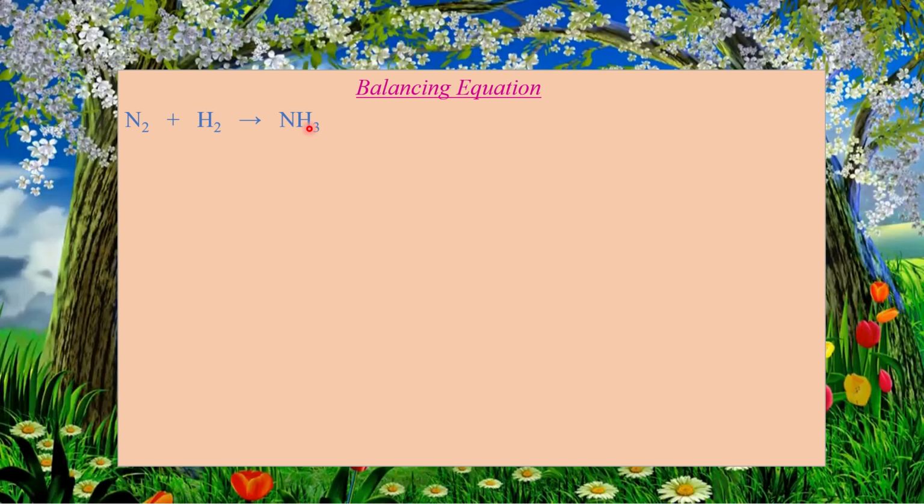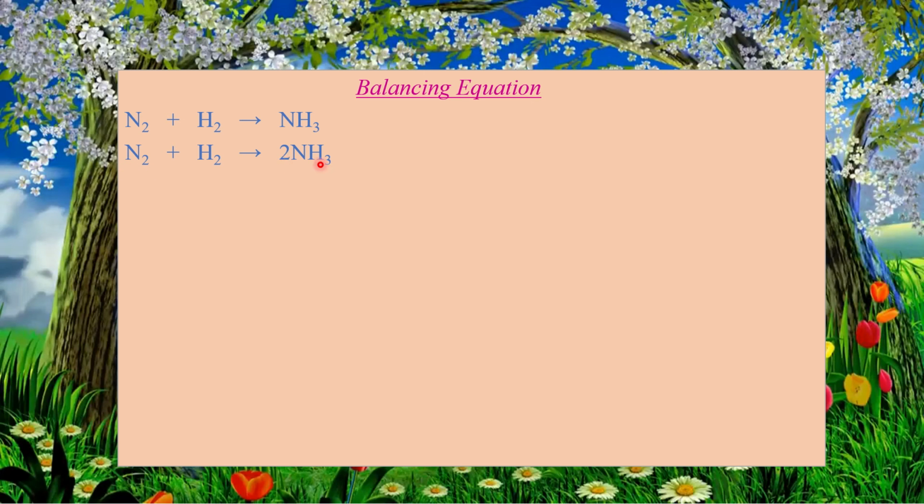Nothing is balanced here. There are 3 atoms of hydrogen and 2 atoms of hydrogen on the right side and left side. At first we will balance nitrogen, so we will put 2 here. Now look, nitrogen is balanced. There are 2 atoms of nitrogen on each side.